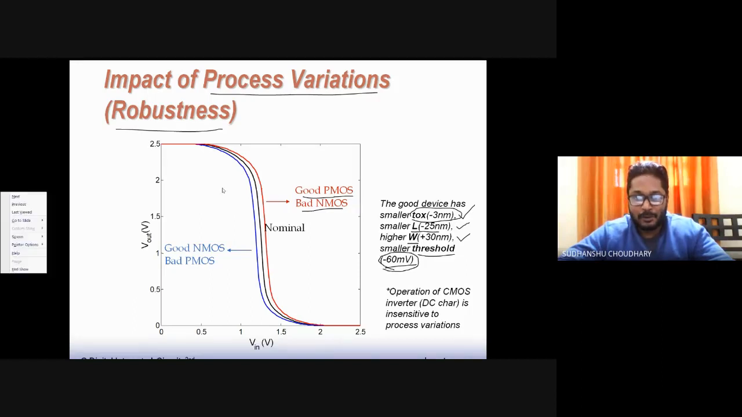Okay, so this case, the red one, is for the scenario where my PMOS is good and NMOS is bad, right? Just the opposite of this, you apply to NMOS, so my NMOS will become bad. Now this case, the blue one, is for when the NMOS is good and PMOS is bad.